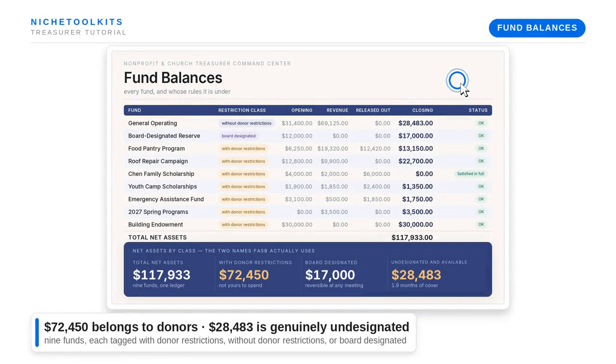Of that $117,933, $72,450 is with donor restrictions. $45,483 is without donor restrictions, and of that, $17,000 is board designated, which leaves $28,483 genuinely undesignated. Only a donor can create a restriction, and only at the time of the gift.